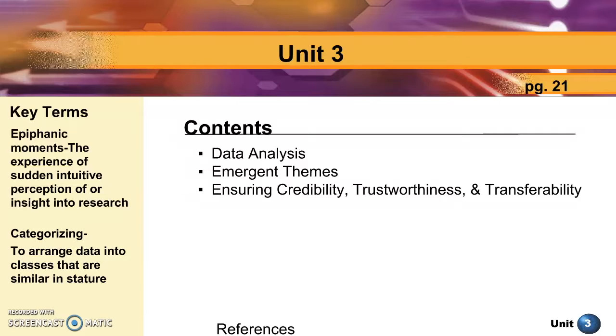Empathetic moments, or the aha moment, is the experience of sudden intuition, perception, or insight into research. This is the moment where you make connections between two things when conducting action research. Categorizing is to arrange data into classes that are similar in structure and nature, i.e. taking two topics that you find, two surprising moments perhaps, when you're doing your action research, and connecting them and then coding them to be similar.